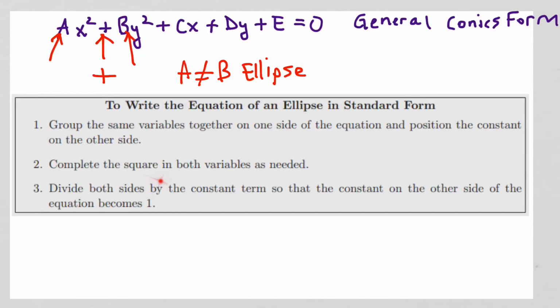You complete the square in both variables as needed, and then you divide both sides by the constant term so that the constant on the right side of the equation becomes 1. All right, so these are the steps, and they're not going to make a whole lot of sense until we run through it a couple times.